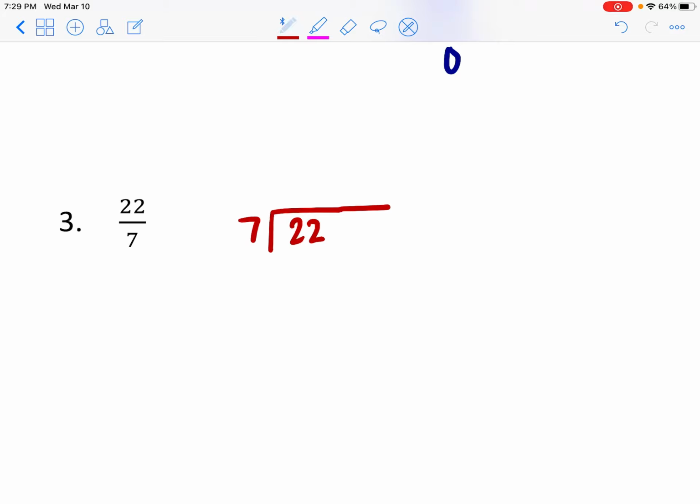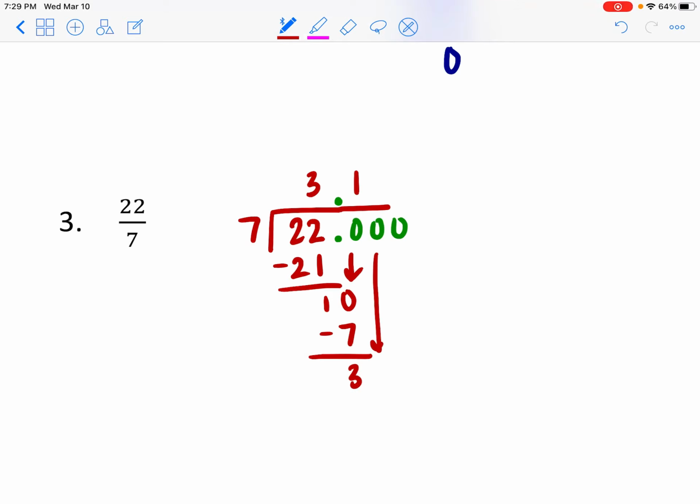I'm going to go ahead and add my decimal and some zeros here. The decimal's going to go here. 7 is going to go into 22 3 times. So that's 21 with 1 left over. Bring down the 0. 7 is going to go into 10 once. 1 times 7 is 7. So we're going to have 3 left over. Bring down the 0. 7 is going to go into 30 4 times. That makes 28. 2 left over. 7 is going to go into 20... sorry, not 4 times.